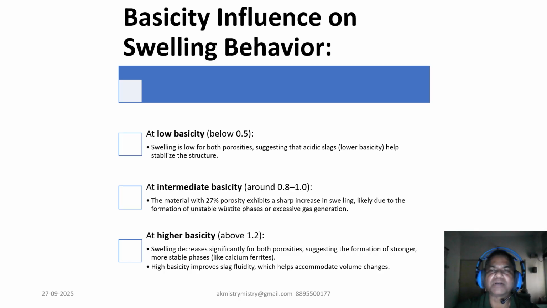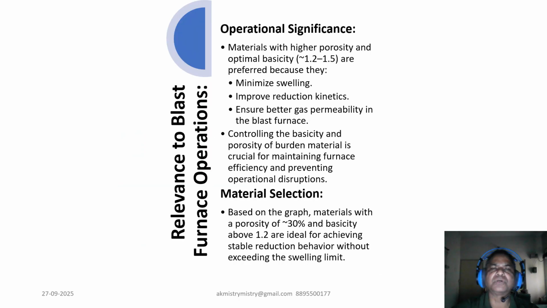So now coming to our next slide, which is about the basicity and the operational relevance. So continuing with the basicity's influence, we can see that at higher basicity above 1.2, which is more than 1, swelling significantly decreases for both porosities. Now this suggests the formation of stronger, more stable phases like calcium ferrite.